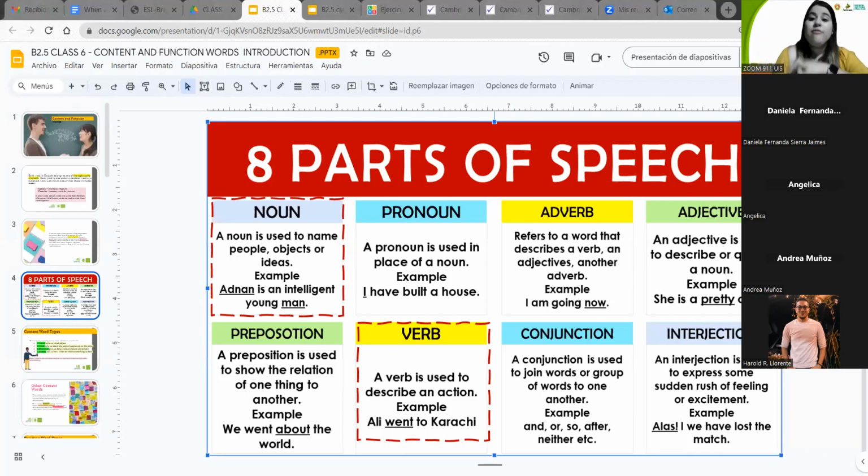Then we have adverbs. So adverbs refer to a word that describes a verb. It modifies a verb, an adjective, or even another adverb. For example, I am going now. We have several types of adverbs. We have adverbs of time, of place, of manner. Those are the big categories, but then each category has subcategories, okay?